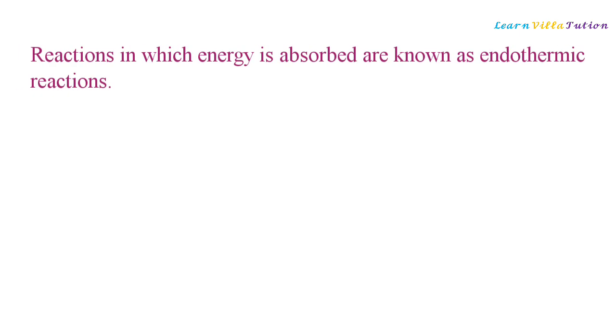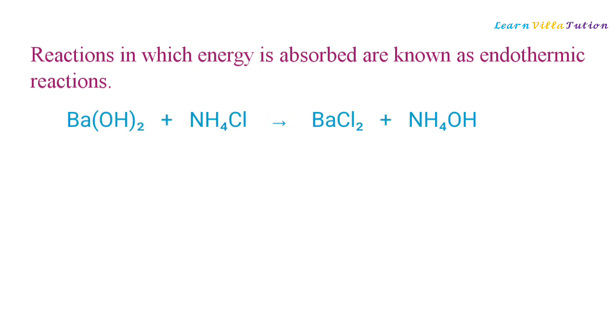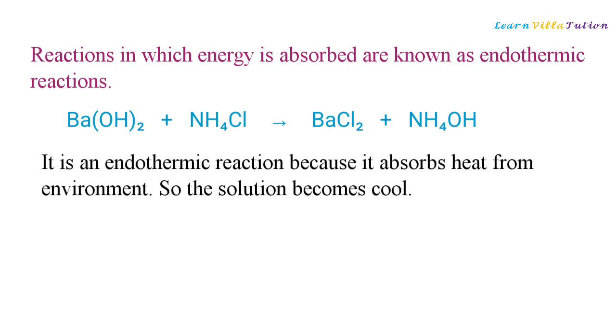Reactions in which energy is absorbed are known as endothermic reactions. When barium hydroxide reacts with ammonium chloride, it produces barium chloride and ammonium hydroxide. It is an endothermic reaction because it absorbs heat from the environment. So the solution becomes cool.